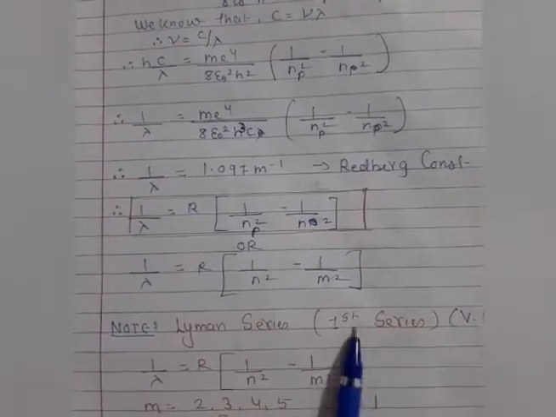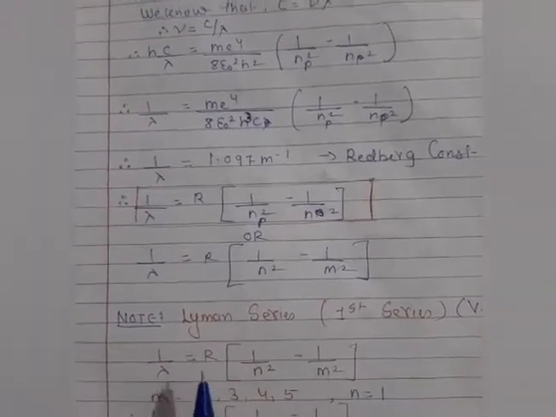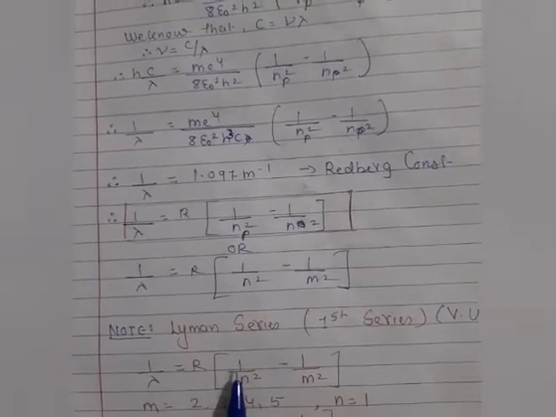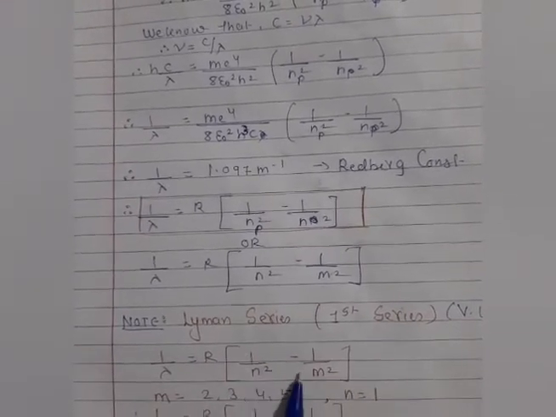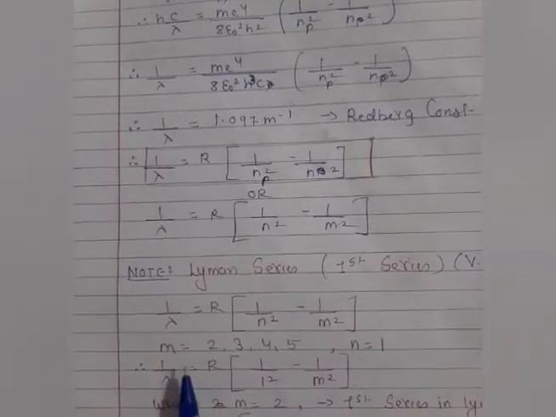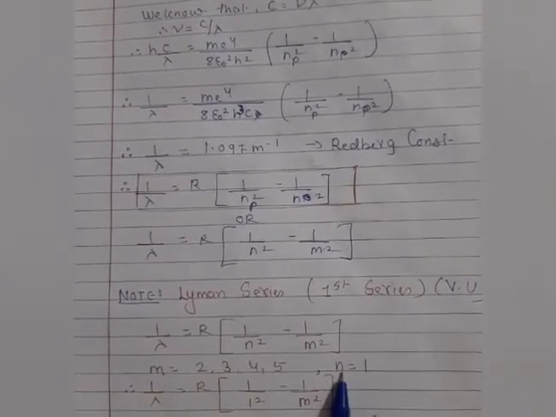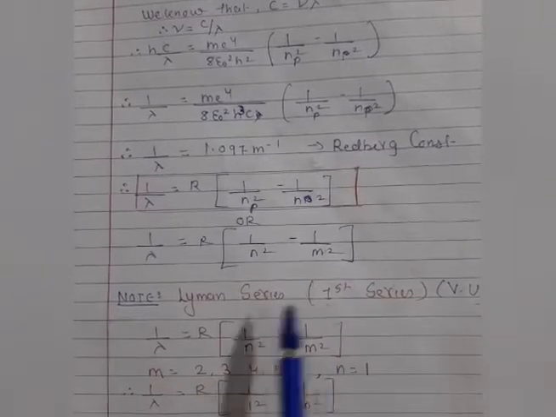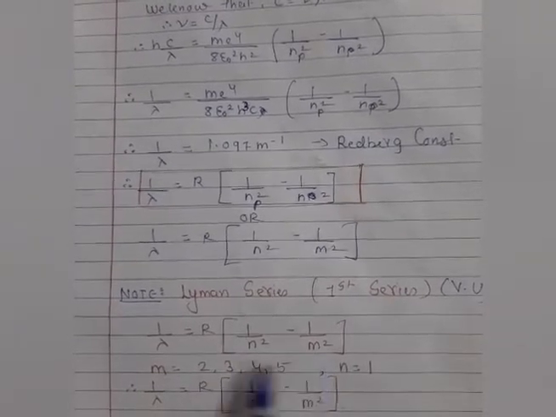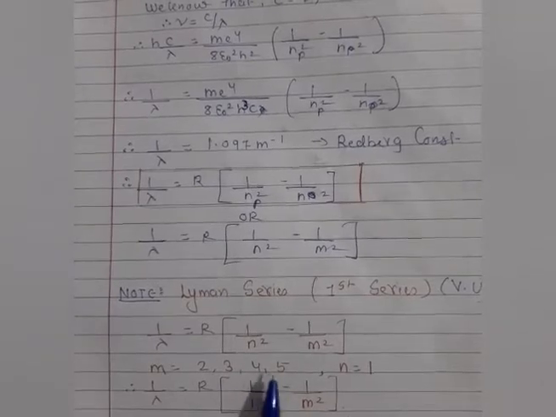That is the first series. In the first series, students, we get the formula 1 by lambda equals R times (1 by n square minus 1 by m square). Here for the first series, we consider the value of n as 1. Clear? And then we consider the value of m as the next orbits, that is 2, 3, 4, 5 and so on.